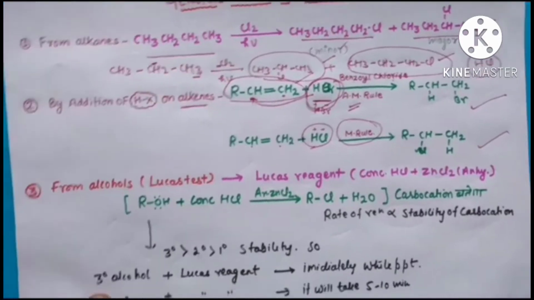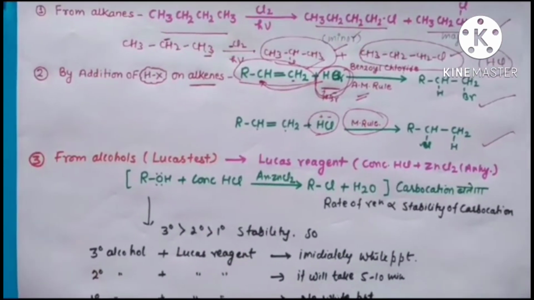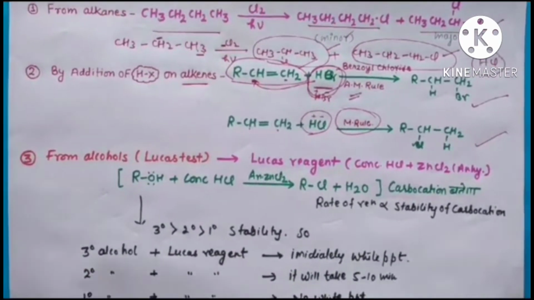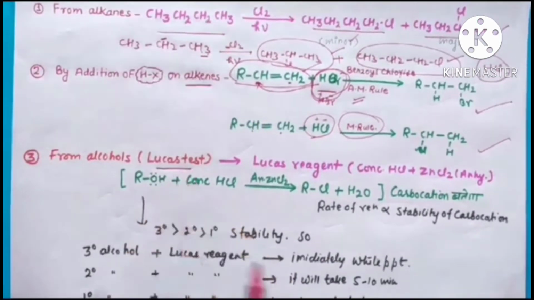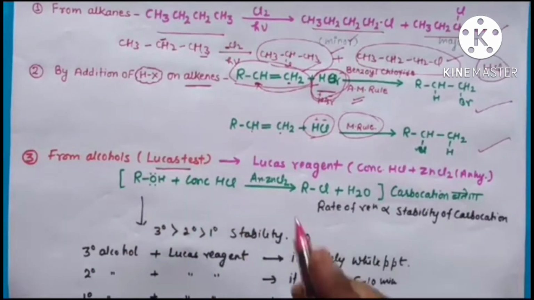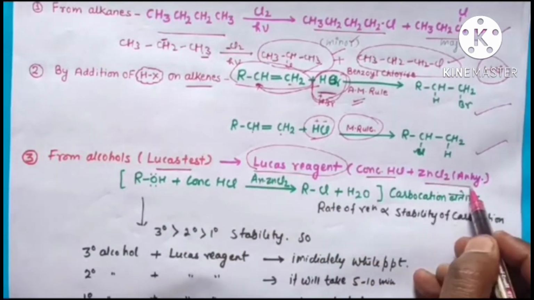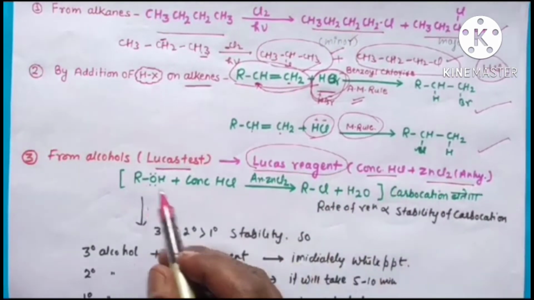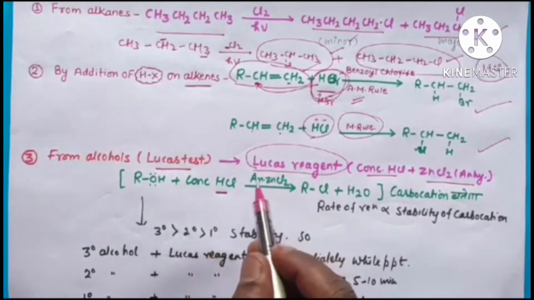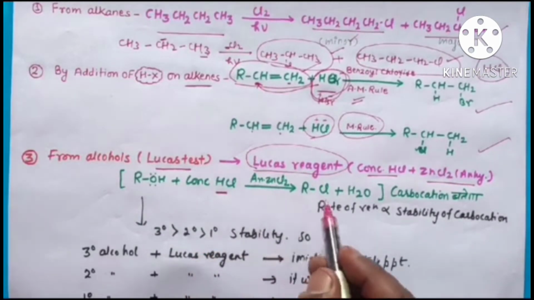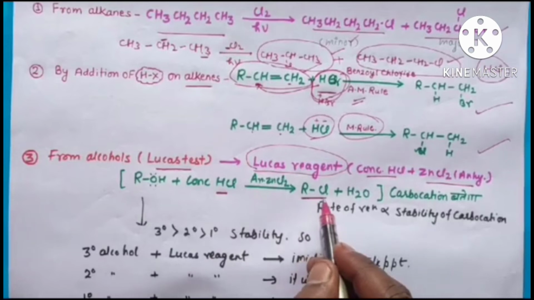So now third is from alcohol. As you know, it is very important. It is also asked in examination: the Lucas test. So first you have to know what the Lucas reagent is. This is concentrated HCl plus anhydrous ZnCl2. So alcohol will react with concentrated HCl in presence of anhydrous ZnCl2. This gives alkyl chloride, haloalkane, plus H2O.